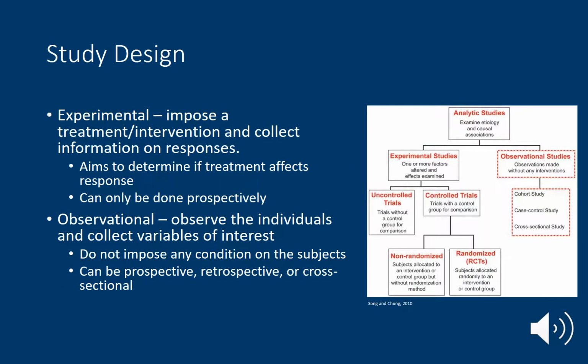In an experimental study, oftentimes we have one group that gets a treatment and another that's a control. We collect information on the responses and assume that the change in response is due to the treatment. It can only be done prospectively. Important to know. Observational studies really only observe the individuals and collect variables of interest. We don't actually impose any condition on the subject, so there's no test group and control group. We just observe. And this can be prospective, retrospective, or cross-sectional.